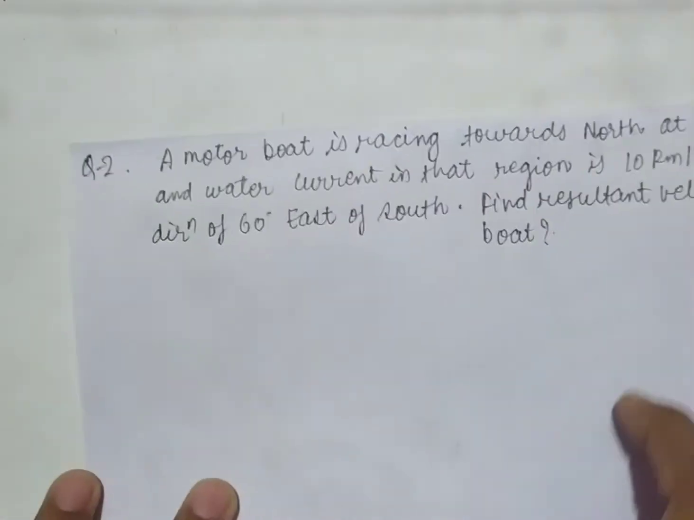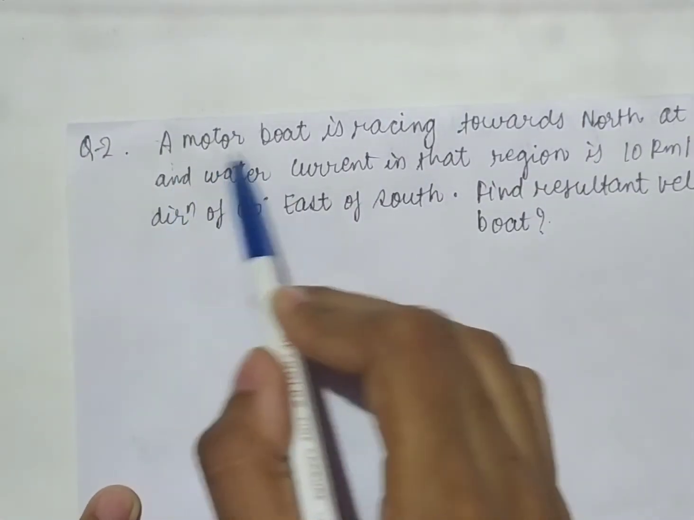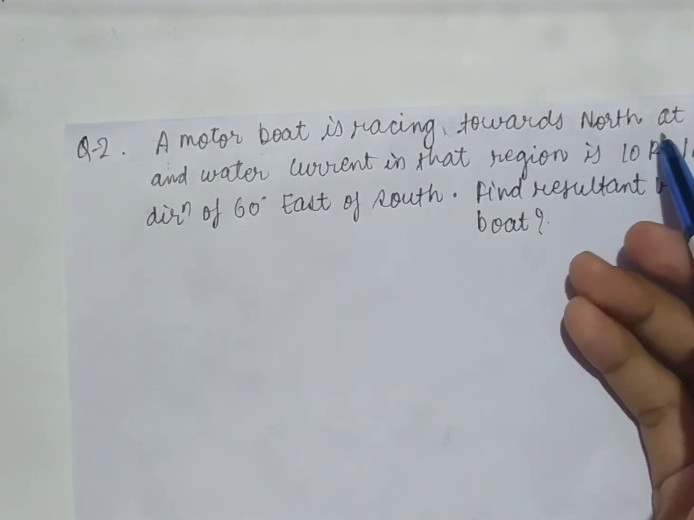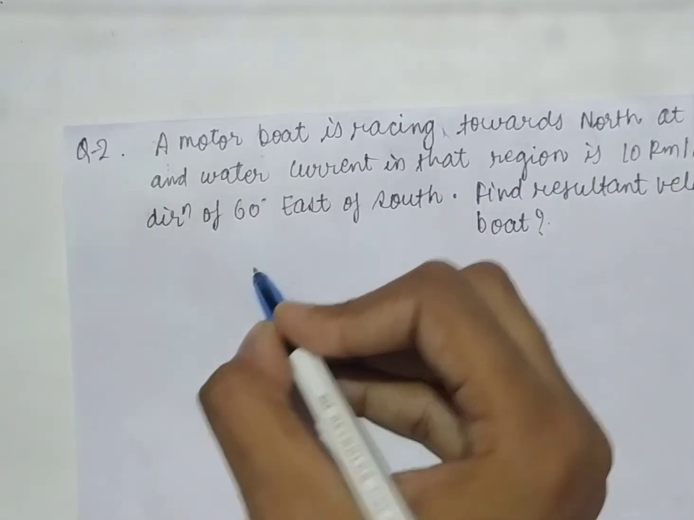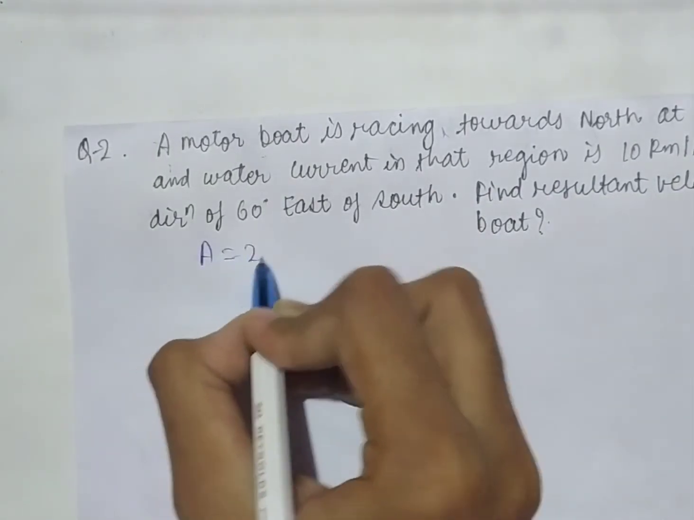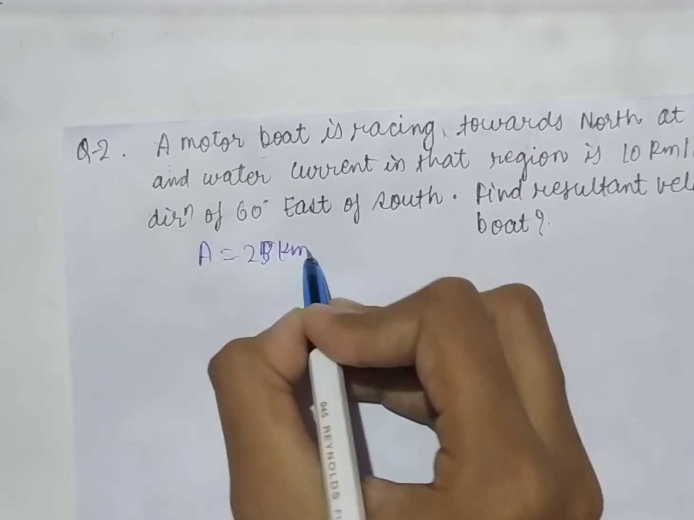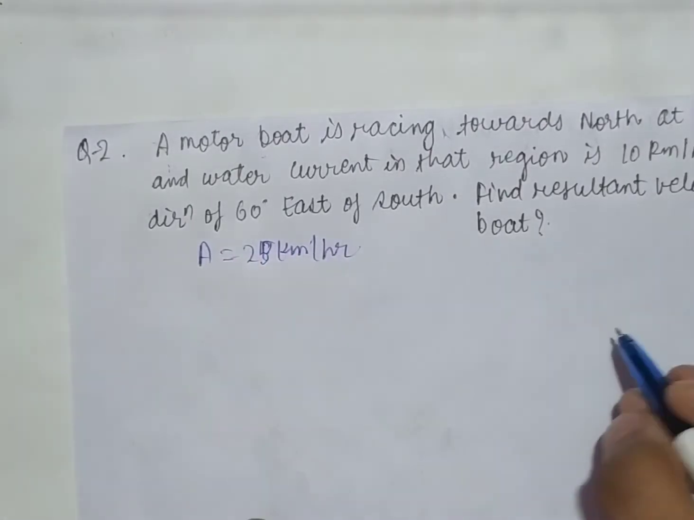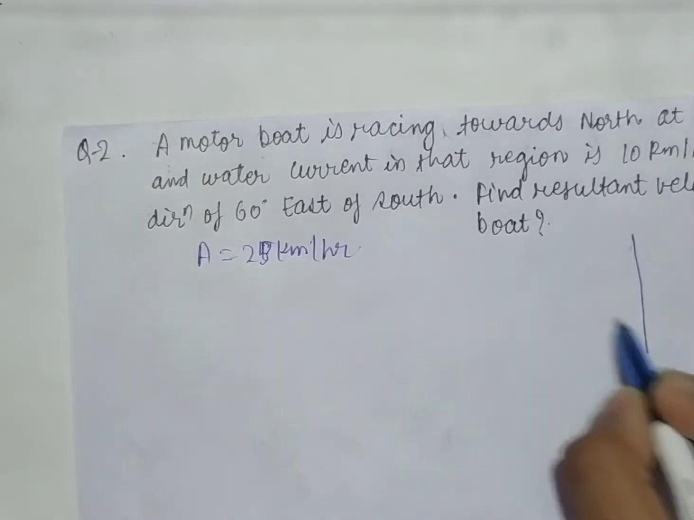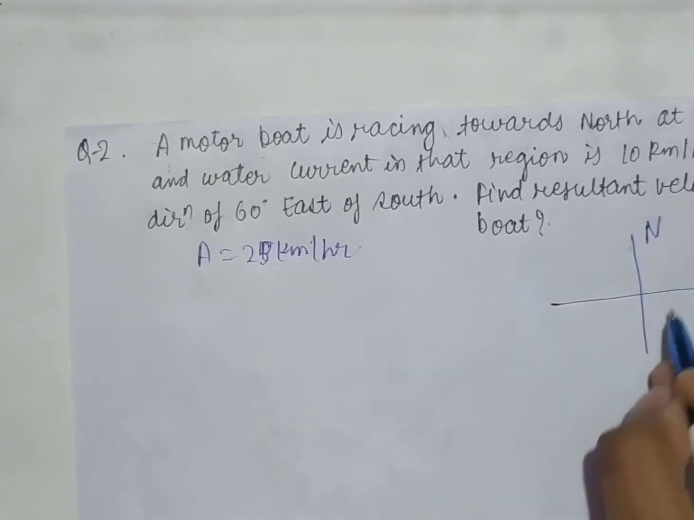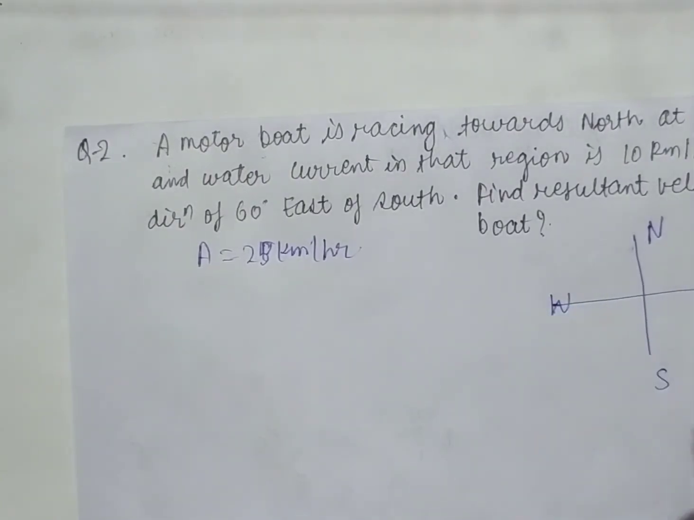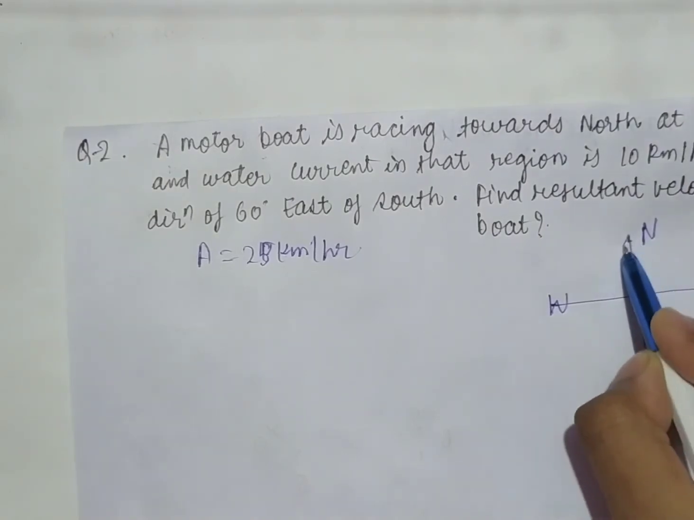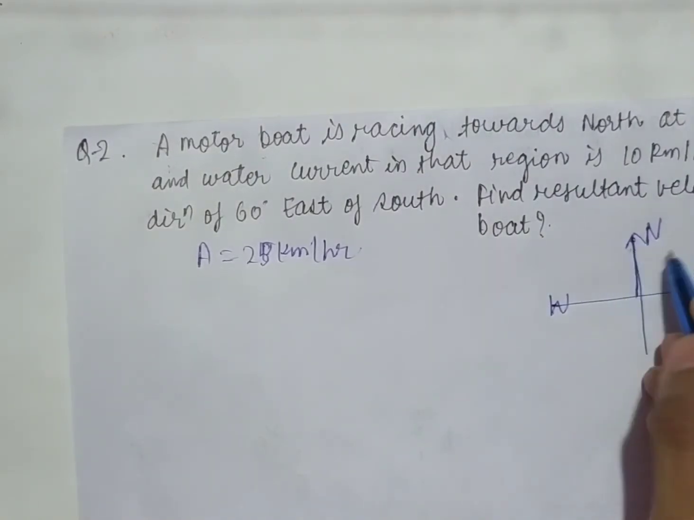What is the second question? We have a motor boat racing towards north, and the speed of A is 25 kilometers per hour. So let us draw the directions first. This is north, this direction is south, this is east, and this is west. Towards north it is racing, so this is the direction of vector A.